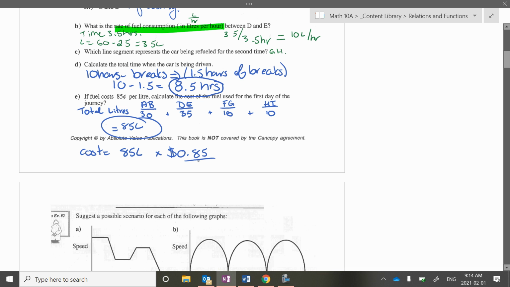0.85 dollars per liter. So we convert it to dollars because no one cares about how much money you spend in cents in total in gas, right? That's not very much money. Or that'd be like a lot of cents. It'd be hard to understand. So then we get a total of $72.25. Very cheap day.